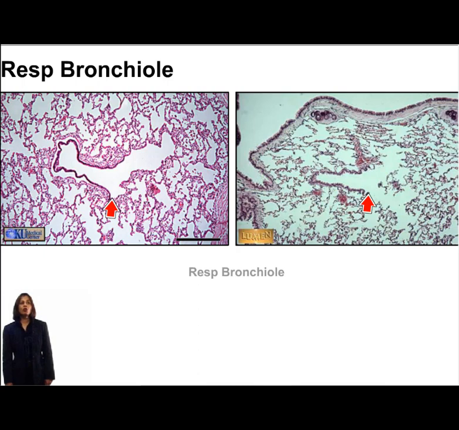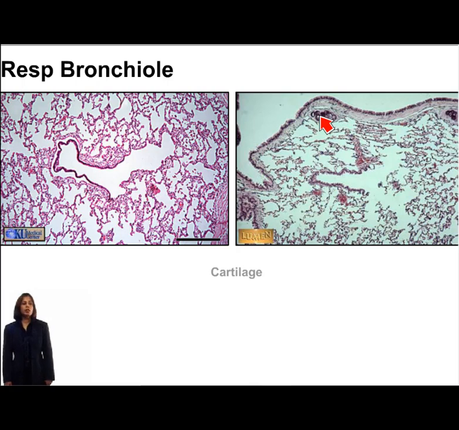The respiratory bronchiole shows an interrupted lumen, an interrupted lining, and you can see alveoli budding off from the side. In the right hand side image, notice a huge bronchus on the top where you can see bits of cartilage.